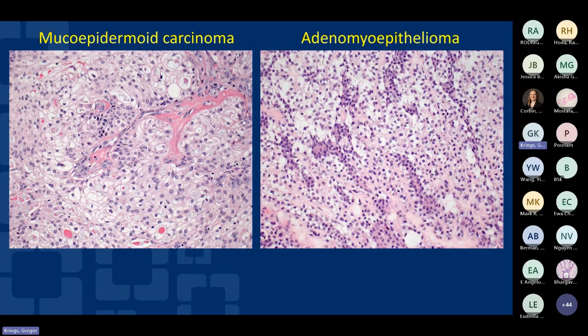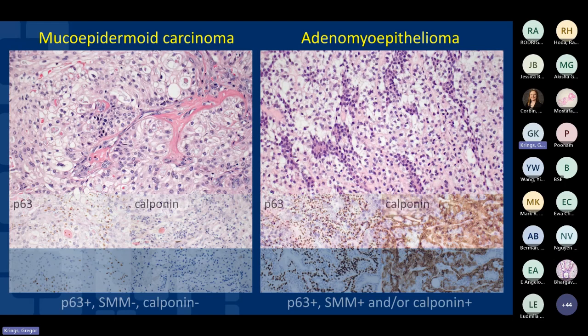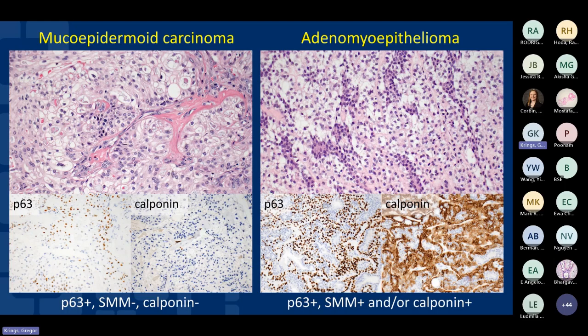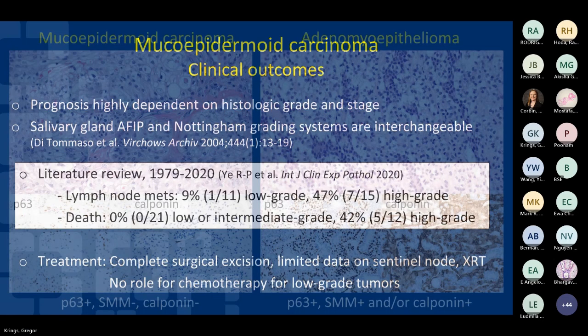Sometimes, especially when showing clear cell change, these tumors can mimic adenomyoepitheliomas, as seen here. Both of these tumors will be p63 positive, but because mucoepidermoid carcinomas don't have myoepithelial differentiation, they'll be negative for other myoepithelial markers, and that can usually help make the diagnosis in these cases.